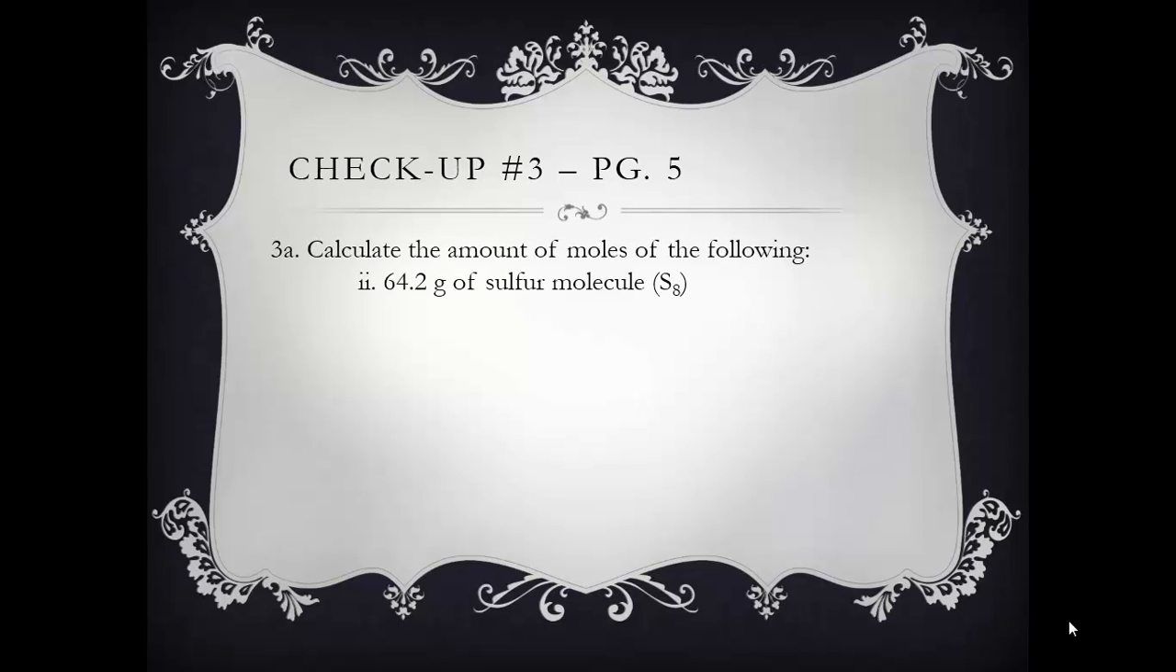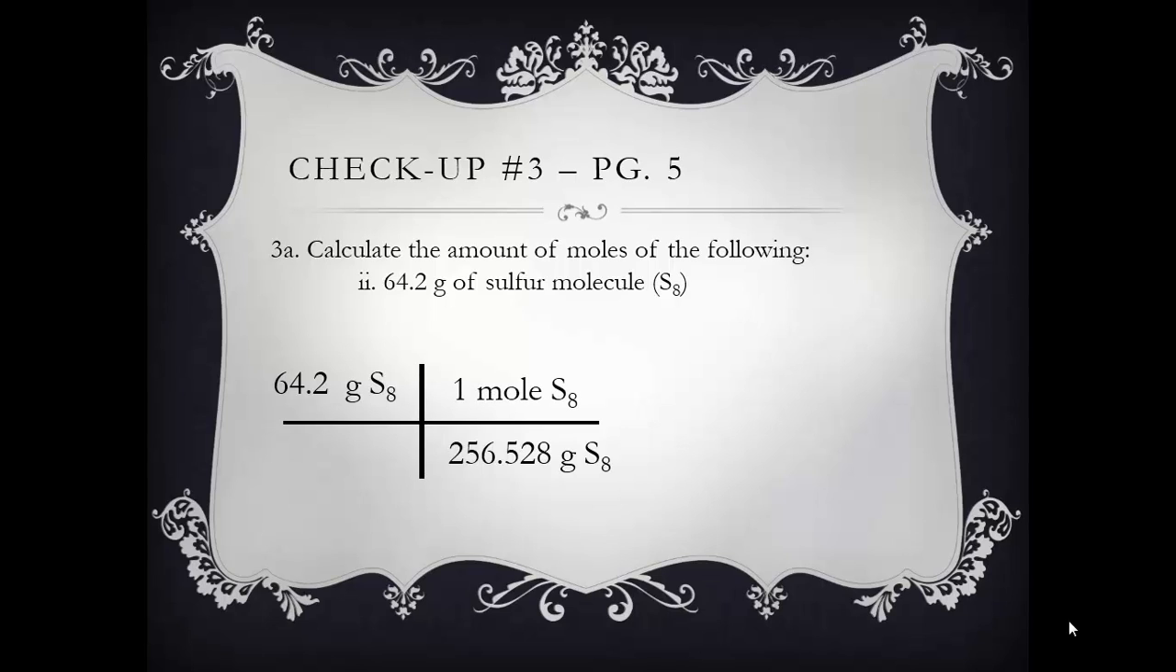Here's 3A, calculate the amount of moles of a sulfur molecule, S8. Same setup, you have your given. The only difference is now you're dealing with molecules. So for S8, you have to look up the molar mass of sulfur times 8, which is 256.528 grams. And that's for 1 mole. Cancel out the grams, and then divide. You get 1/4 mole of S8, so 0.25.